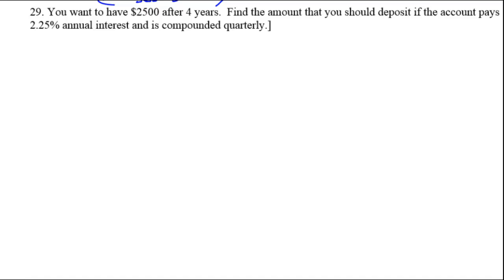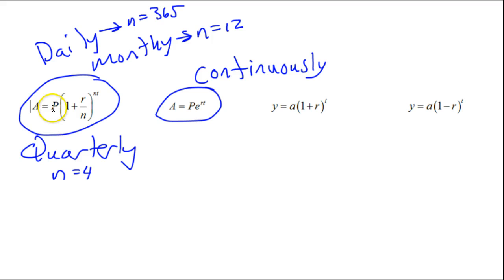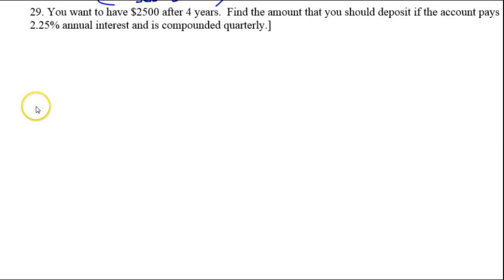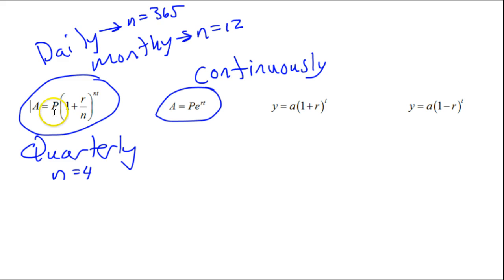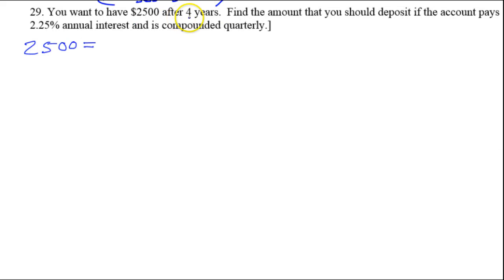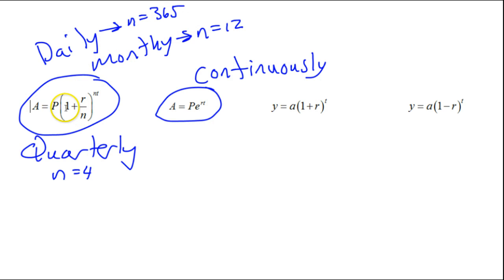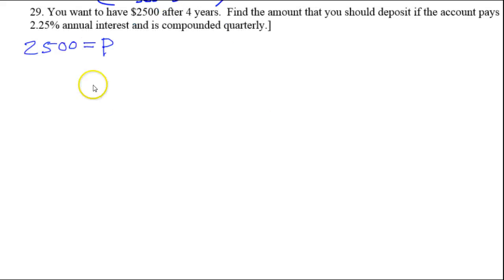Alright, so if we want to have $2,500 eventually, then that's the A value. So I'll put my 2,500 first. Then P is the initial amount. They're asking, find the amount you should deposit. So that's the P. We don't know it. And now we have the rest of it. 1 plus r over n.